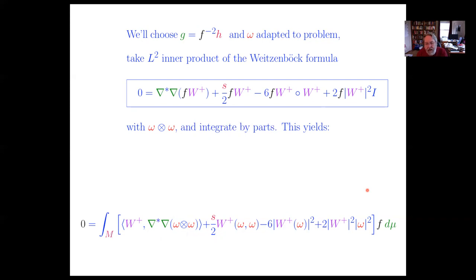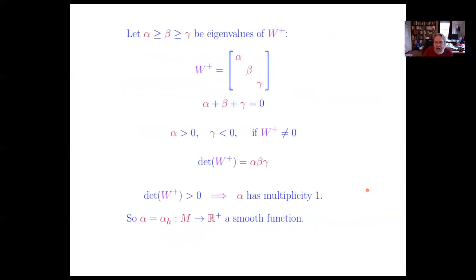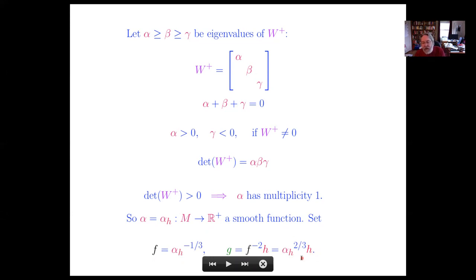All right, so this is a sort of general fact about Einstein metrics and conformal rescalings of Einstein metrics in dimension 4. But in our case, we assume that W plus had positive determinant. Therefore, when we looked at the top eigenvalue of W plus, that was a smooth function on the manifold. And so what we could do is take our function f to be the inverse cube root of that alpha, and take our metric to then be the corresponding rescaling. We're going to multiply the metric by alpha to the 2/3, where alpha is the top eigenvalue of W plus.